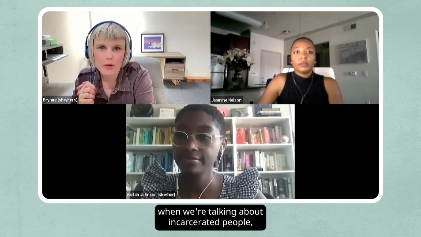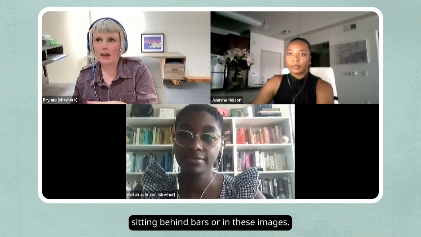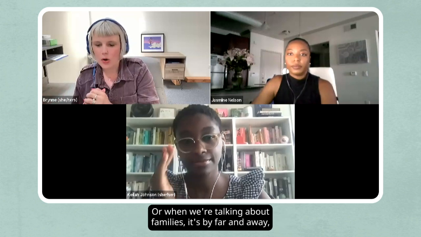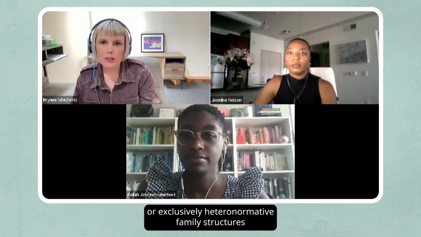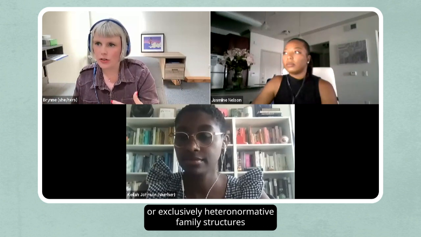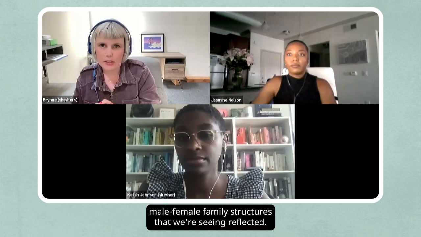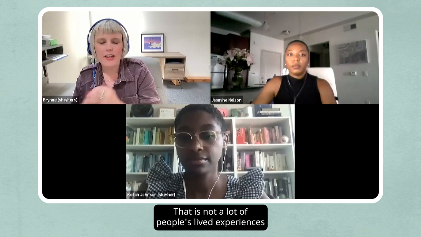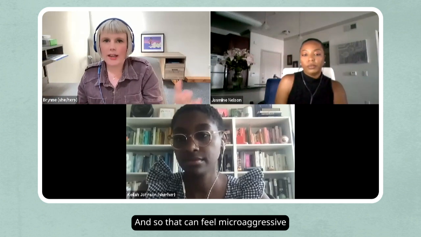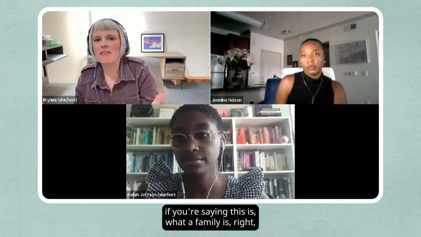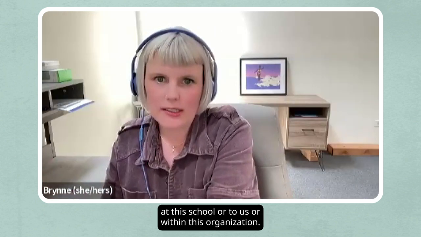So examples of that are when we're talking about incarcerated people, it's all Black men, right? Sitting behind bars in these images. Or when we're talking about families, it's by far and away or exclusively heteronormative family structures, or nuclear, two-parent, male-female family structures that we're seeing reflected. That is not a lot of people's lived experiences across a spectrum of experiences. And so that can feel microaggressive if you're saying this is what a family is, right? At this school or to us or within this organization.